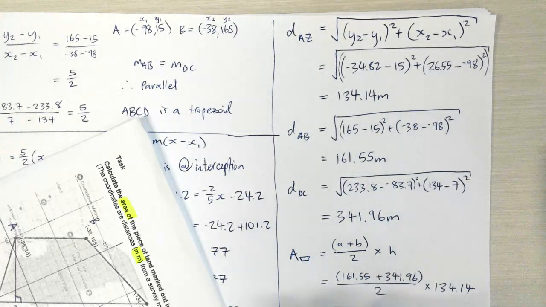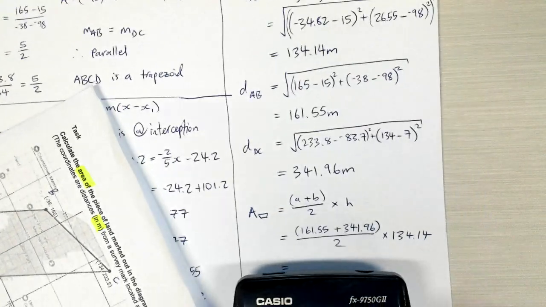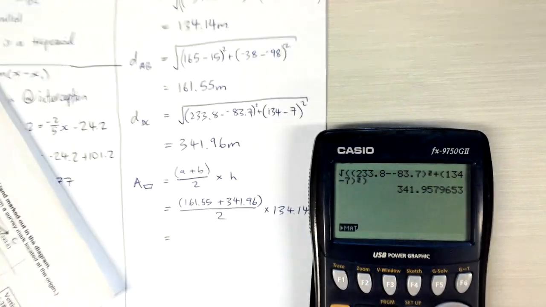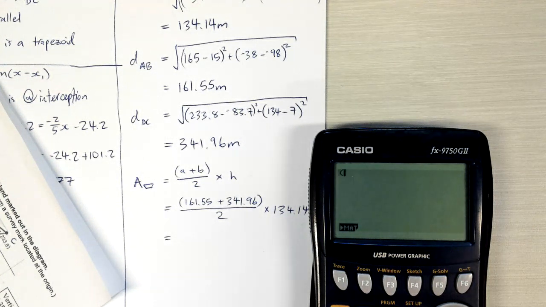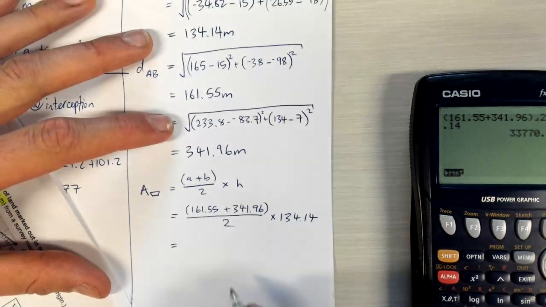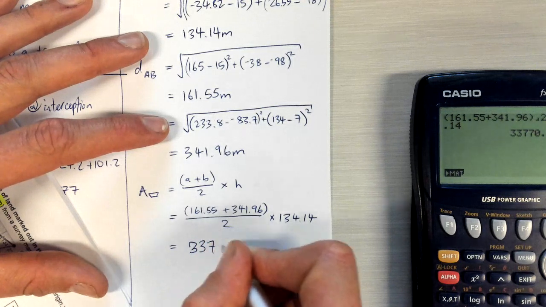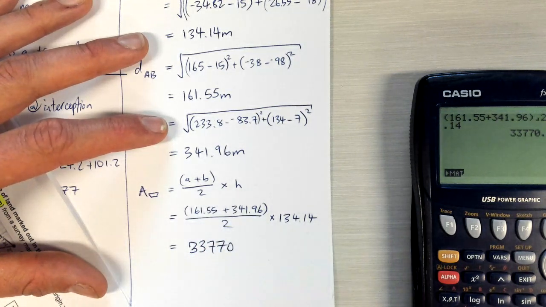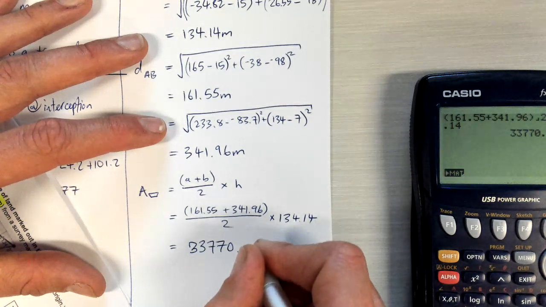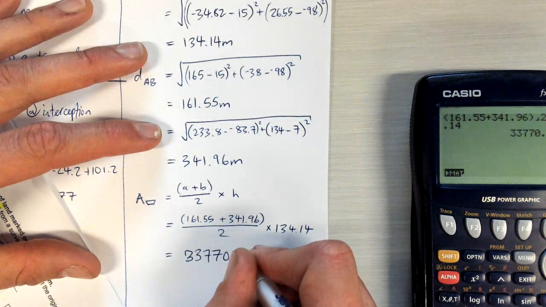134.14. And let's just do that all systematically on a calculator because that's already pretty much in the layout that we want it. So let's do that. 161.55 plus 341.96 all over 2 and then multiply it by 134.14. Whoa, that's humongous. You can't really do a cool logic test for area because your brain doesn't really comprehend area, two-dimensional, three-dimensional things, as well as it does one-dimensional things like length.